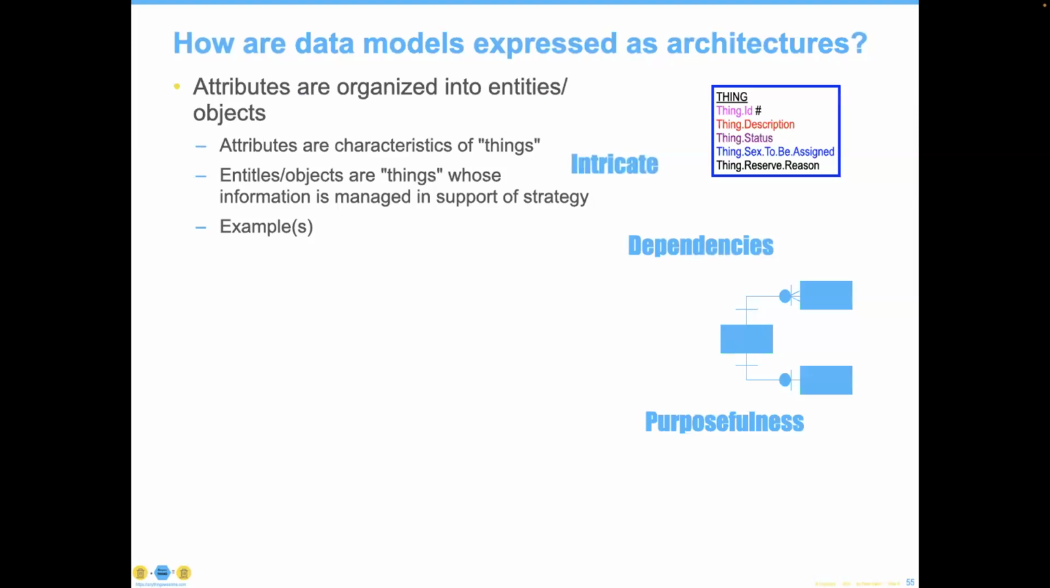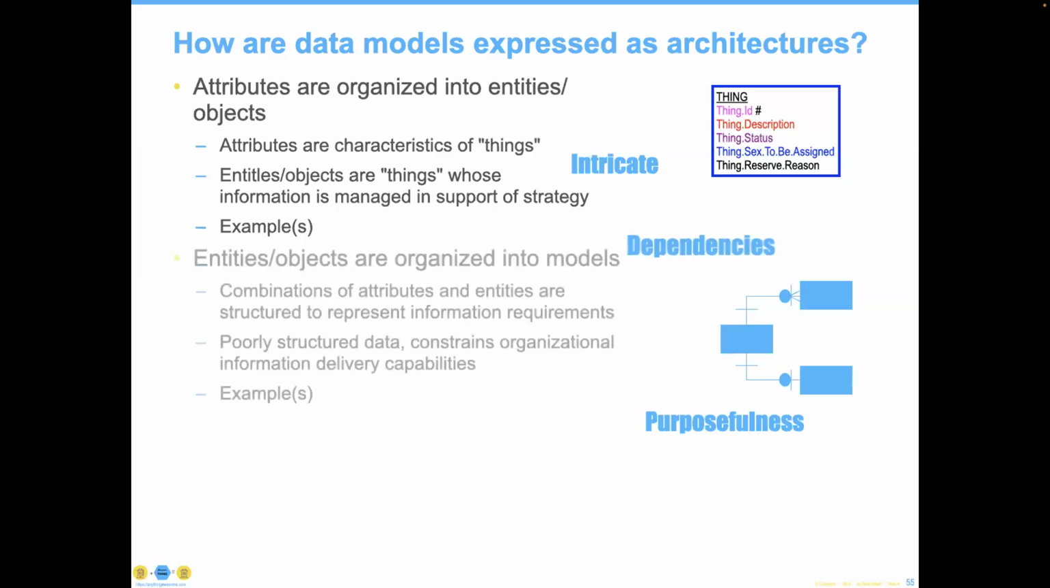So the attributes that we organize into the business things, again, they are persons, places, or things that we deal with in our organization, the nouns basically of what we're doing. This represents the intricacy, and those intricacies are represented as business rules around all of this. There are several examples. Here's the one I showed you a few minutes ago: thing ID, description, status, seat to be assigned, and reservation reason. There we go.